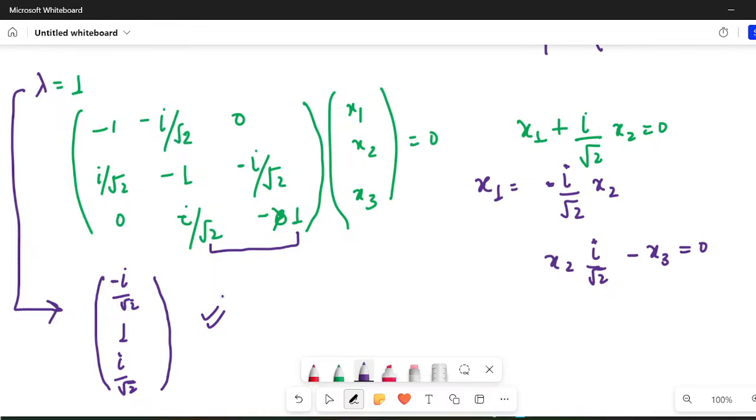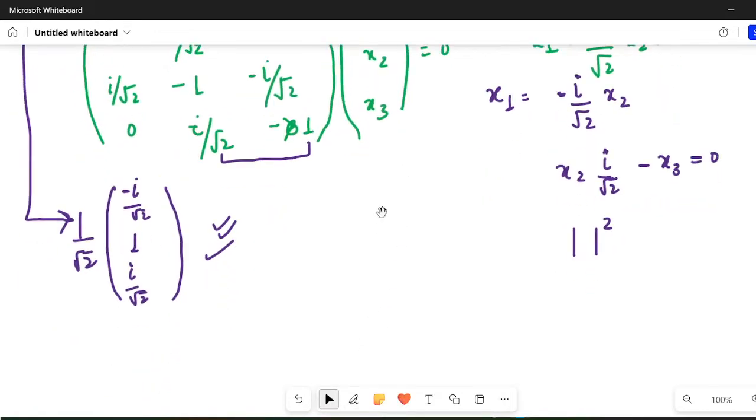Is that clear? And again, if I want to normalize it, I can normalize it. I think the normalizing constant will be 1 upon root 2, because don't forget, you have to take the modulus. So if I take iota upon root 2 mod, this would be 1 upon root 2 squared, that is 1 upon 2, then 1 upon root 2 squared, 1 upon 2, and 1 squared is 1. So 1 plus 1 is 2, and 1 upon root 2. So this will be it.